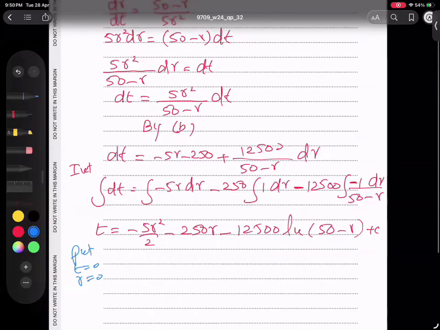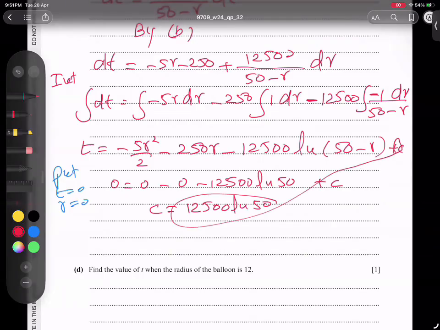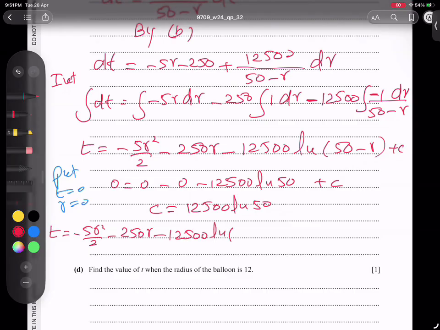0, 0, 0. And when I put 0 here, this is left behind. So I'm getting 12500 log of 50 plus C. So the C value becomes, finally, it goes there and becomes positive: 12500 log of 50. And I plug this value back here. So I got T is equal to -5 R square over 2 minus 250 R minus 12500 log of 50 minus R plus 12500 log of 50. I think this part is clear, students. We got T because he said make T the subject, and we have done it now.